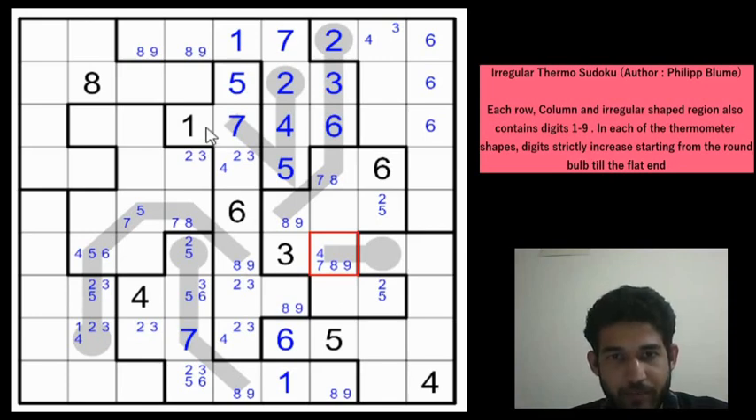Okay, we have a quadruple here in column 4. 2, 3, 5 and 6 have been locked into these 4 cells. So which means that these 4 cells in column 4 will contain 2, 3, 5, 6 in some order. So now remaining digits are 1, 7, 8 and 9, right?